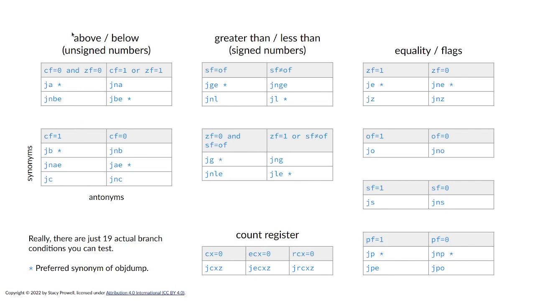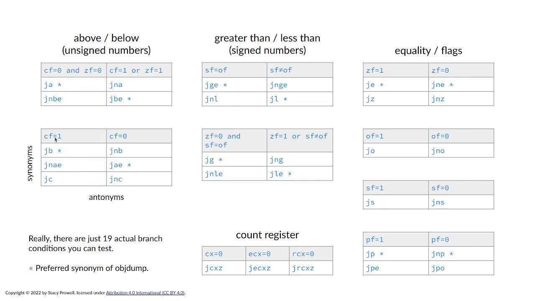Things that are in columns here are synonyms. Things that are in rows are antonyms. So the opposite of jump above is jump not above. The opposite of jump not below or equal is jump below or equal. Okay? Well, what about jump below? It's down here. Here's jump below, jump not below, jump not above or equal, which is a synonym, jump above or equal. And then look at this. Jump if the carry is set and jump if the carry is not set.